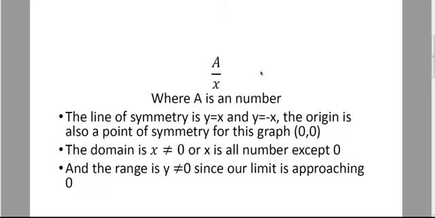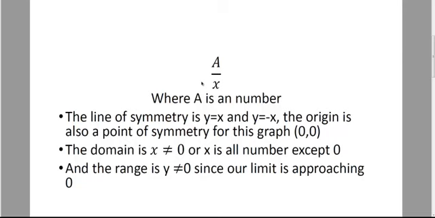We have our rational function. We're using a as a number. So we have a over x. This is the parent function, or a very simple one. In this case, the line of symmetry is y equals x and y equals negative x. And this is something that you will have to remember. The origin, 0, 0, is also a point of symmetry for this graph. We'll look at why that is on the next example.